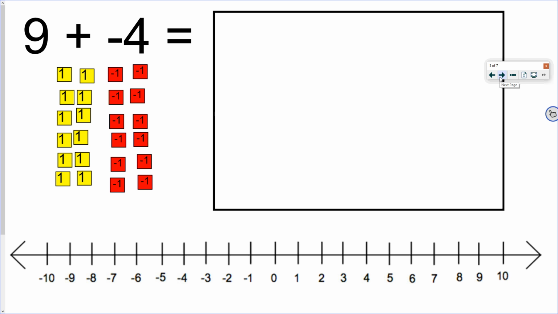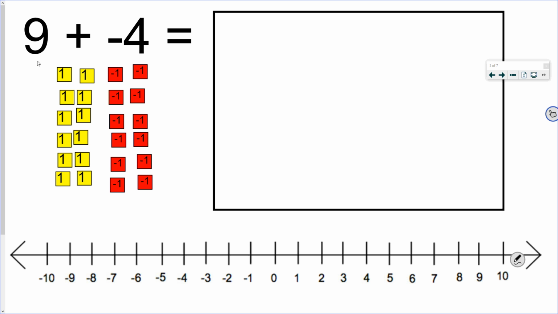Next problem, we've got 9 positives, 4 negatives. Now, what is the situation here, class? Do we have all the same thing again? Are they both positives? Are they both negatives? Or do we have different types? The answer is, of course, we have different types. Positive 9 here, and a negative 4 here. So, since they're different, we must determine which one has more.